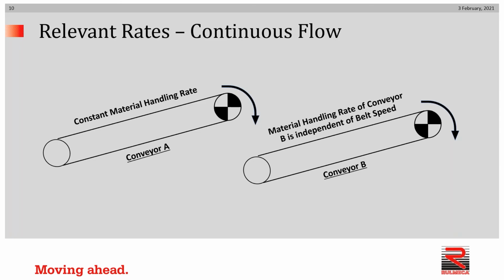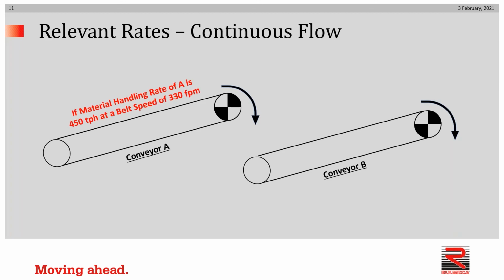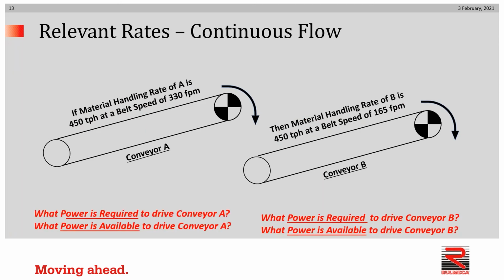Now, in our 2 continuous flow examples, we need to be aware that a constant material handling rate will apply. We're looking at conveyor A, which is feeding conveyor B. In a continuous flow application, the material handling rate of conveyor B is independent of the belt speed of conveyor belt B. If the material handling rate, for example, on A is 450 tons per hour at a belt speed of 330 feet per minute, then the material handling rate on B is going to be 450 tons per hour at a belt speed of 165, for example. The material handling rate does not change.